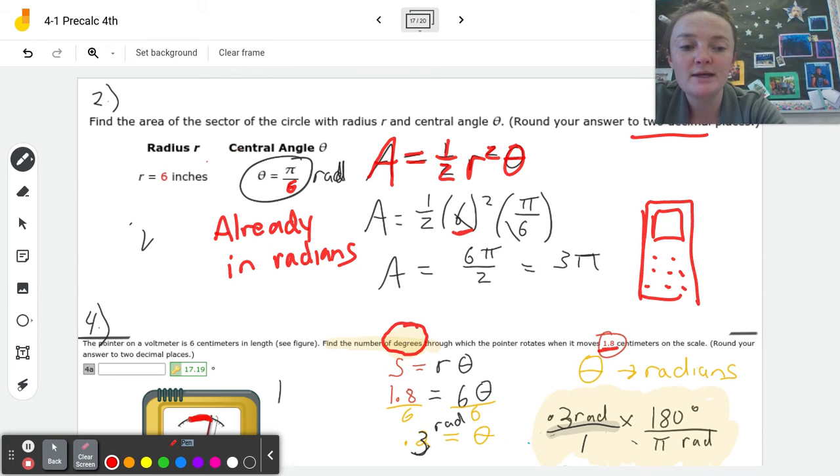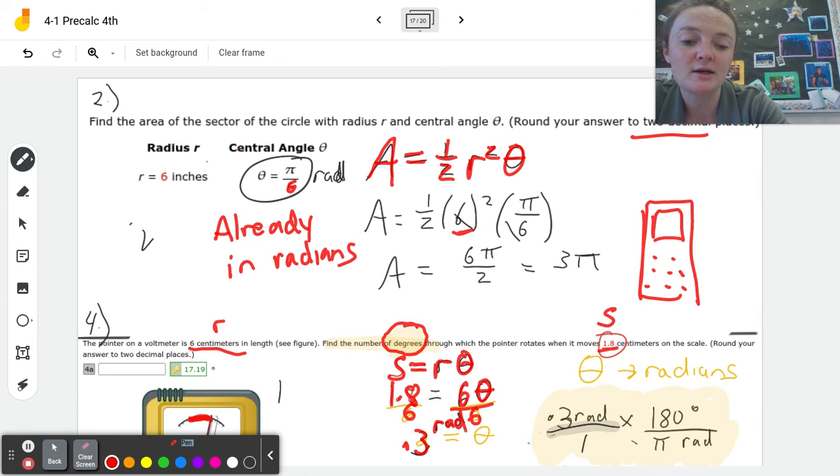So we know that 1.8 is s. We also know that the voltmeter is 6 centimeters in length, which means r is 6. If we set up s equals r theta, this is a pretty easy question to answer. We're going to put in 1.8 for s, and we're going to put in 6 for r. If we divide by 6 on both sides, we're going to get 0.3 radians. And be careful here. The reason I know that the answer is 0.3 radians is because theta has to be in radians.